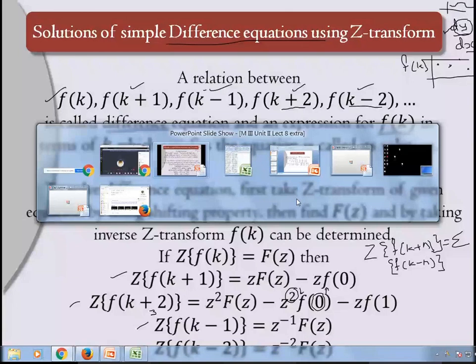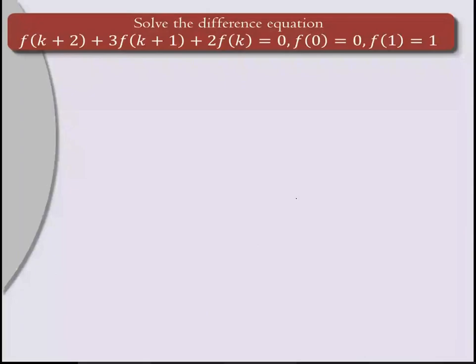Consider the problem. Solve the difference equation f of k plus 2 plus 3 into f of k plus 1 plus 2 into f of k equal to 0, where f of 0 equal to 0 and f of 1 is equal to 1. An equation involving such terms we call a difference equation. And what is our aim? Our aim is to find f of k.